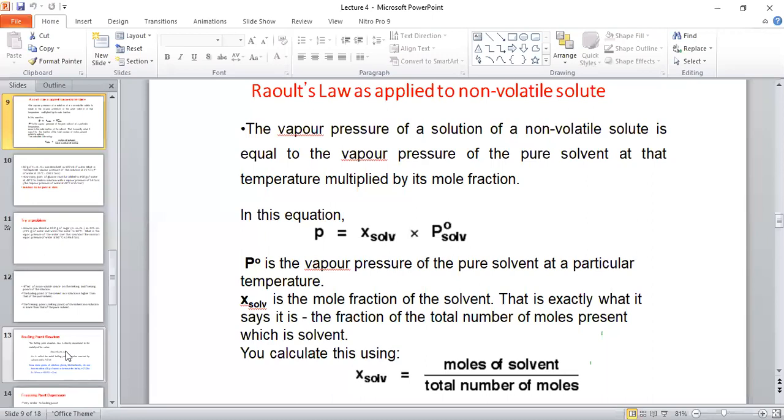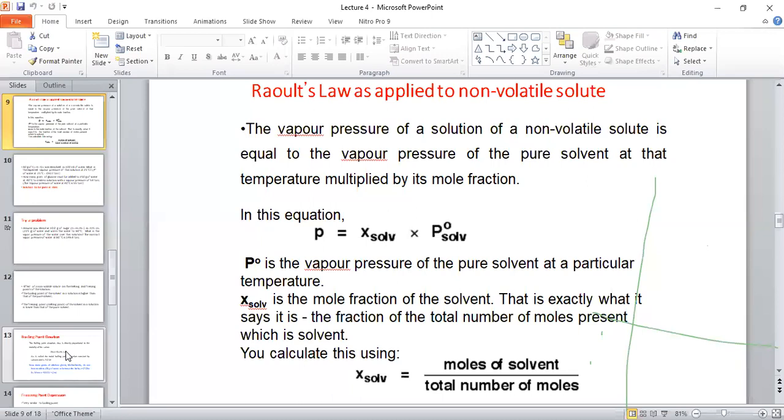So here we're looking at the pure solvent. The pure solvent plays a very great role here. So that's the vapor pressure of the solution, which is P, talking of that of a non-volatile solute. The vapor pressure of a solution of a non-volatile solute is P, and that P is equal to the mole fraction of the solvent multiplied by the vapor pressure of the pure solvent.